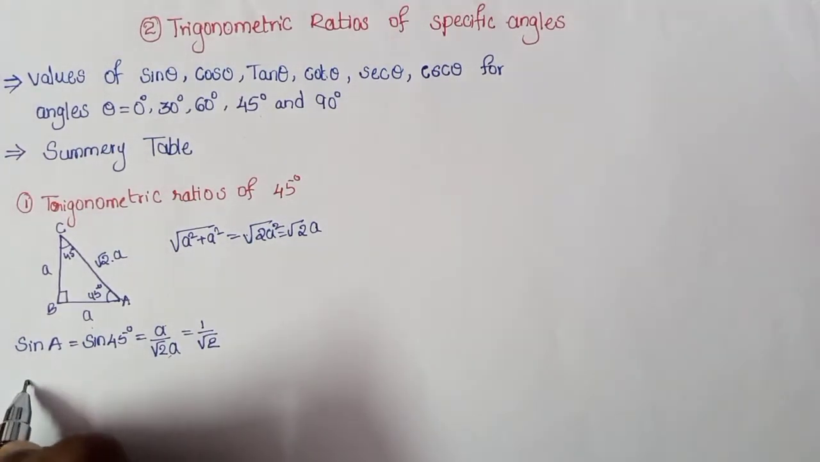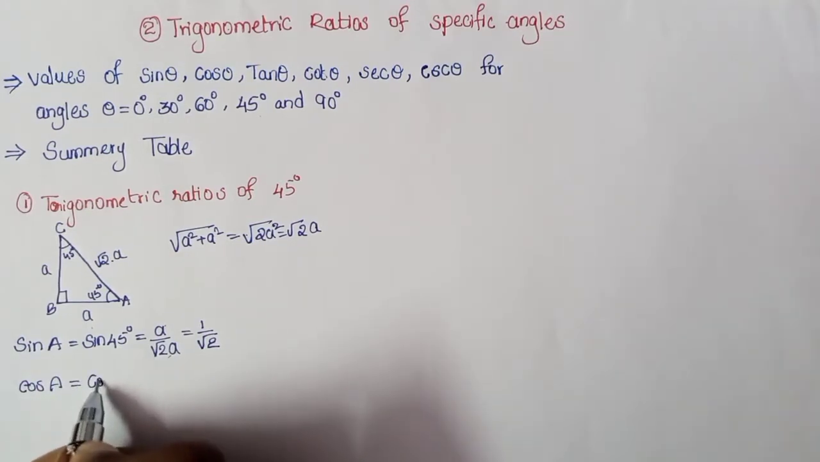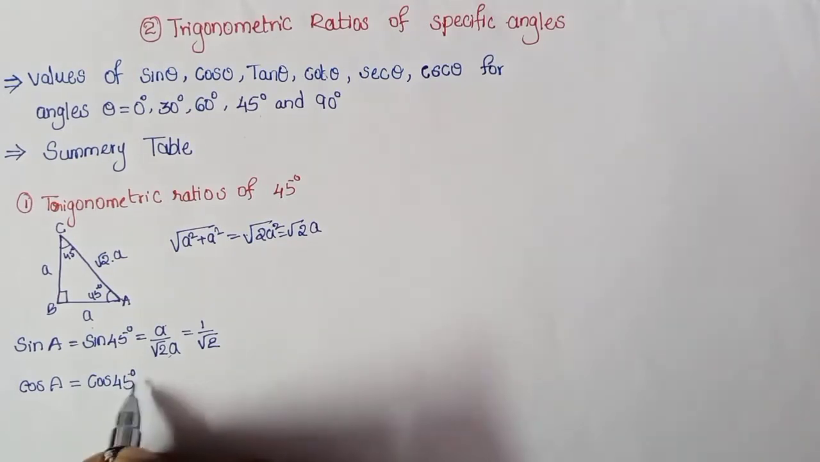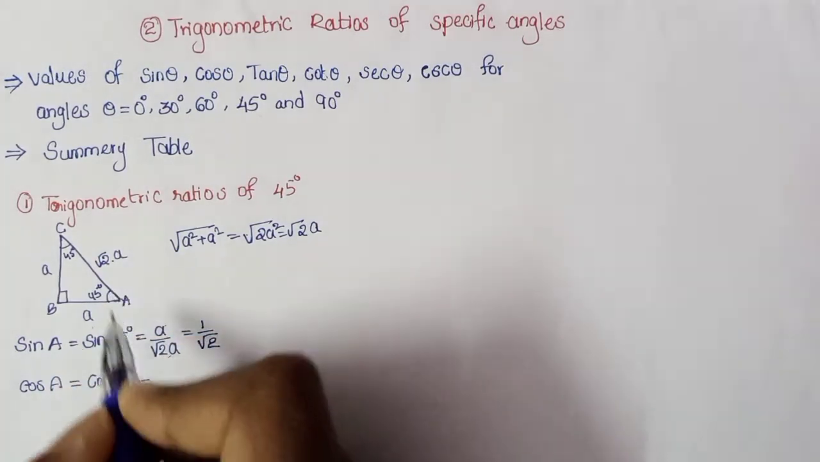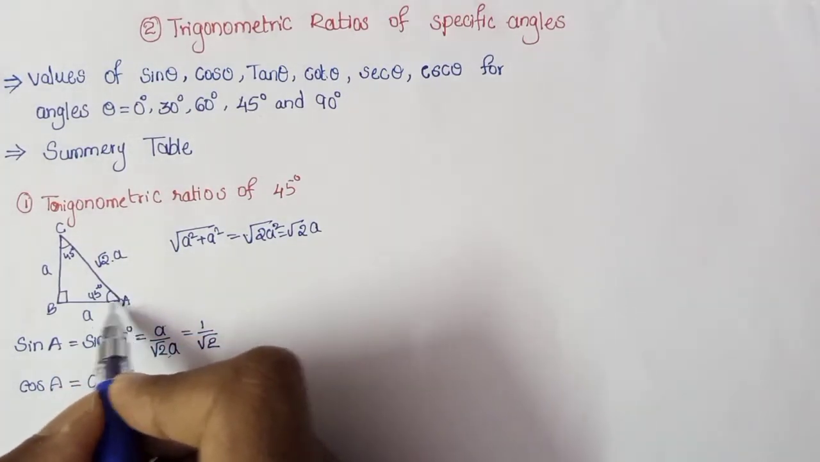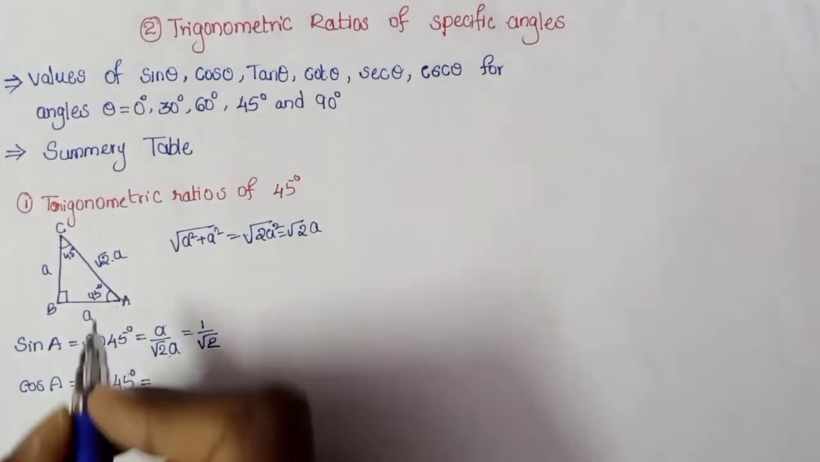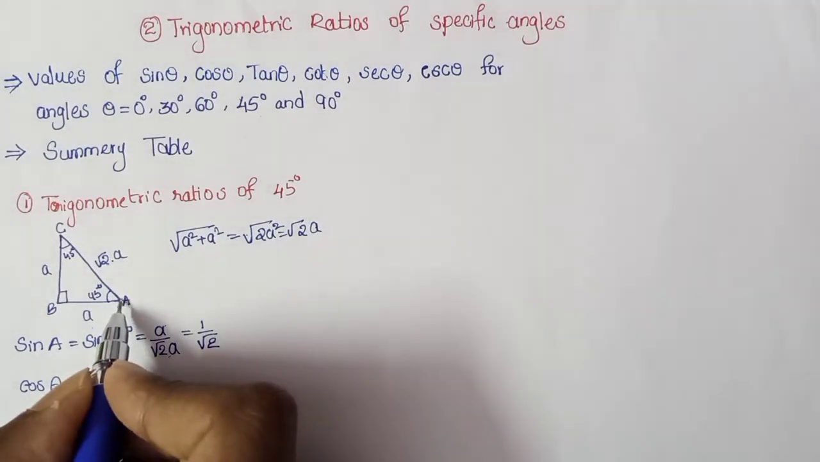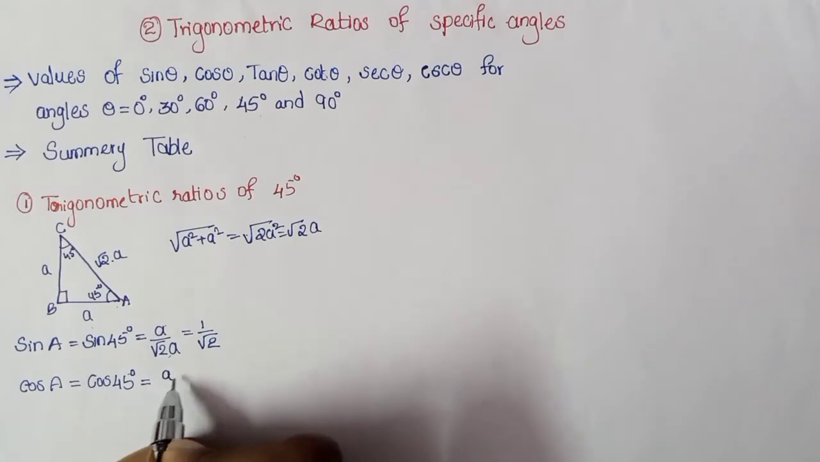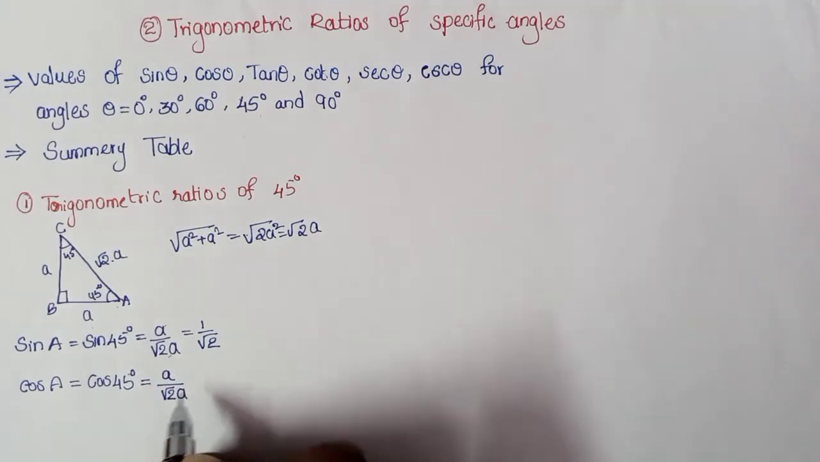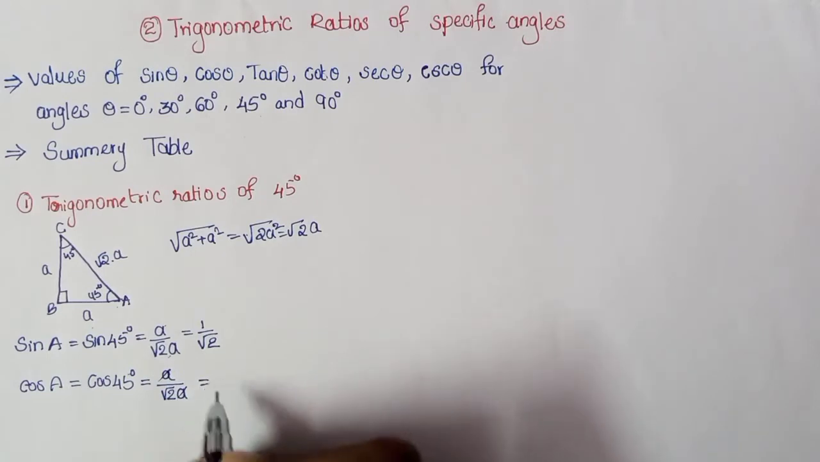Next we'll find cos A, which is cos 45 degrees. What is the definition of cos? It is the ratio of the adjacent side to the hypotenuse. Here the adjacent side of 45 degrees is a, and the hypotenuse is root 2 a. So a by root 2 a. Here also a gets cancelled, and we are left with 1 by root 2.